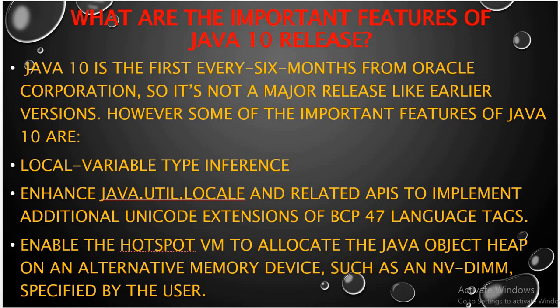And second is enhance java.util.Locale and related APIs to implement additional Unicode extensions of BCP 47 language tags, which we will discuss further. And third one is enable the HotSpot VM to allocate the Java object heap on an alternative memory device, such as an NVDIMM specified by the user.